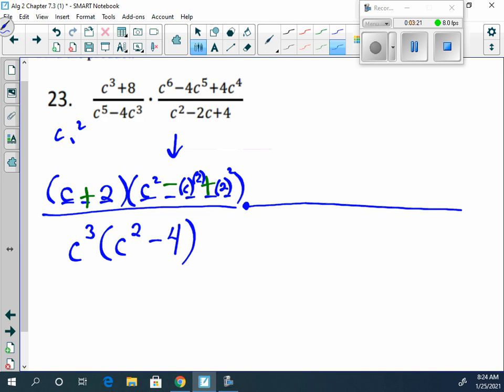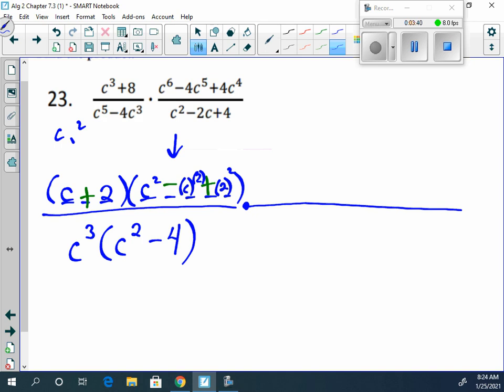Is c squared minus 4 factorable? Yeah, it's a difference of perfect squares. So we'll factor that in a minute, because we're going to have to rewrite it again anyway. So we'll factor that on the next step.